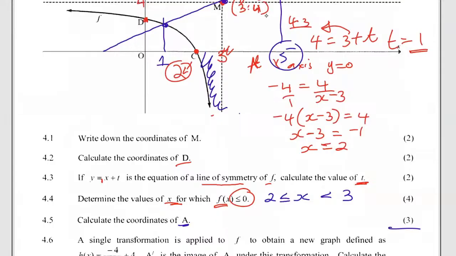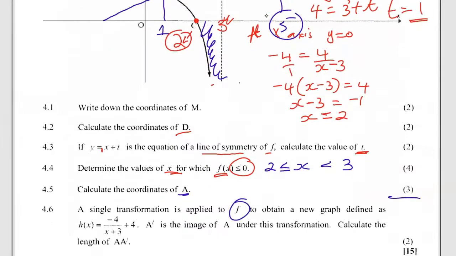Then a single transformation is applied to f to obtain a new graph, as shown below. So we have this h, the new graph, and then A prime is the image of A under this transformation. We need to calculate the length of A and A prime.